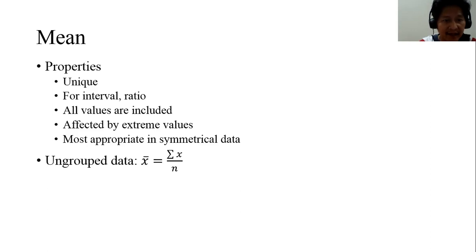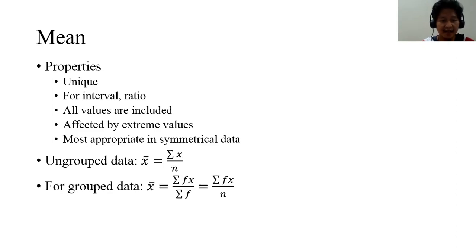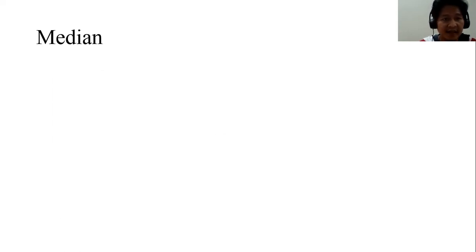And then for the ungrouped data, we just get the average. We just add all x's and then we divide it by the sample size n. And then for grouped data, I'll show it to you later on. I just have to multiply the frequency with the class marks, and then you add all these products and divide it by the sample size. The weighted mean.